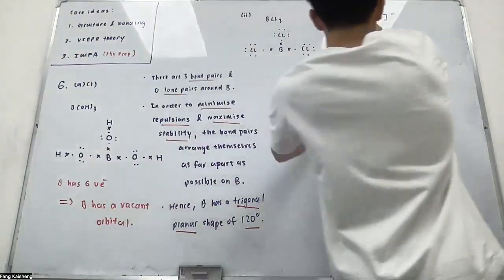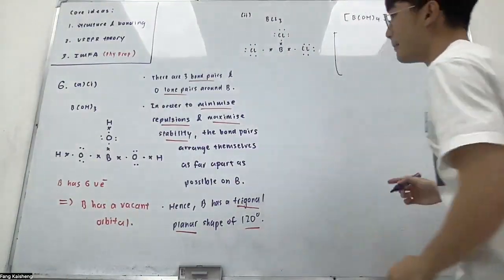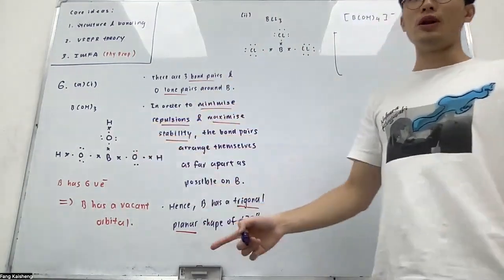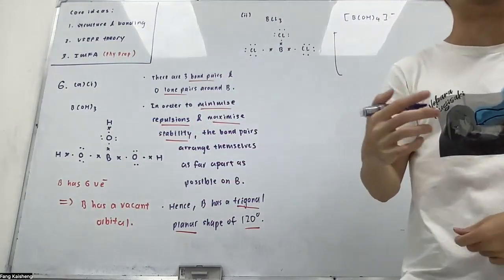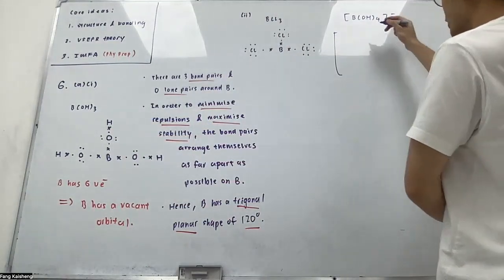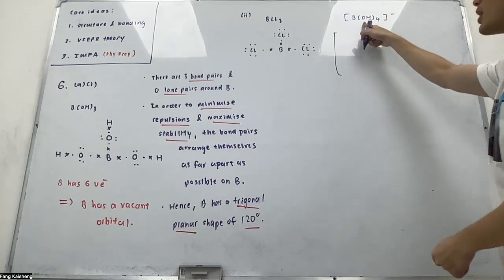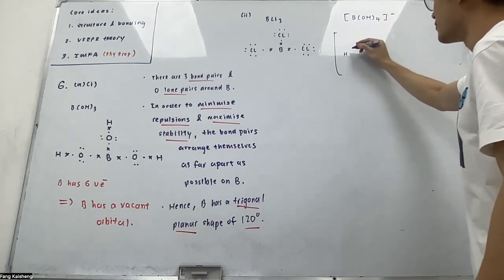And then I also need you to do the same thing for BOH4 minus. You all notice you can just build off BOH3, right? The only additional thing is an OH minus ion. Now we also mentioned before, minus charge must add to the oxygen, right? So guys, one of the oxygens now has how many valence electrons?